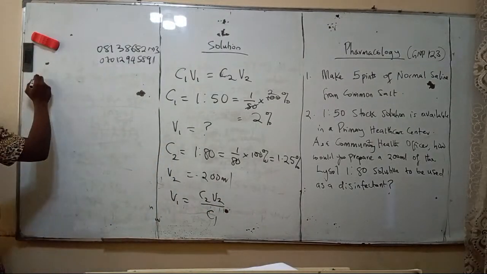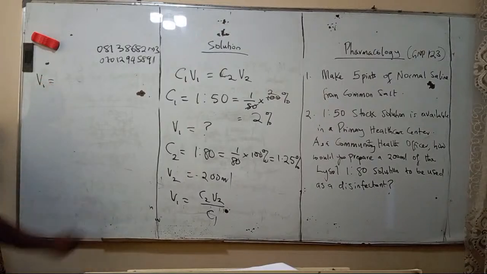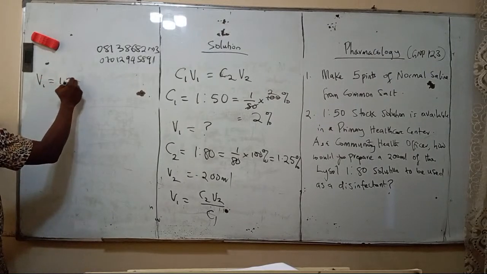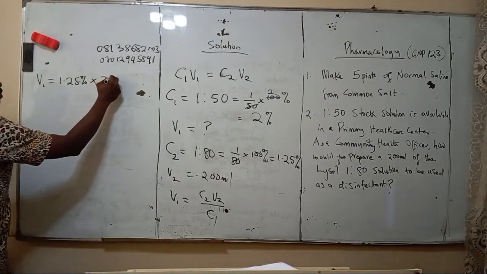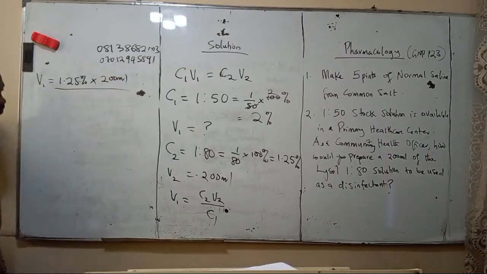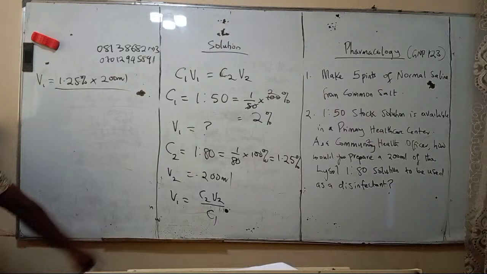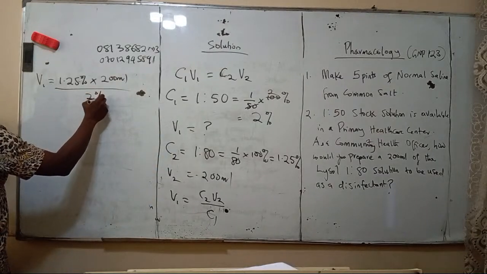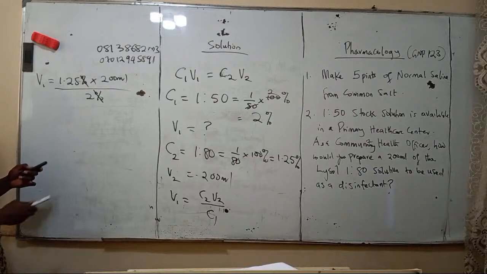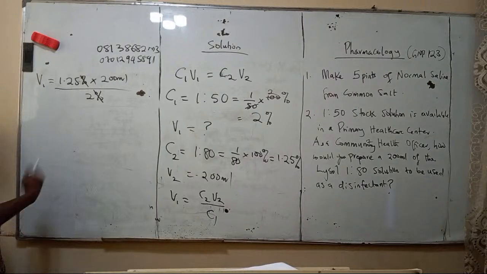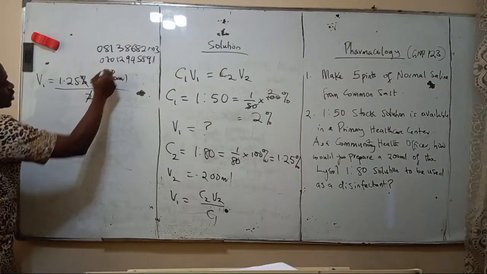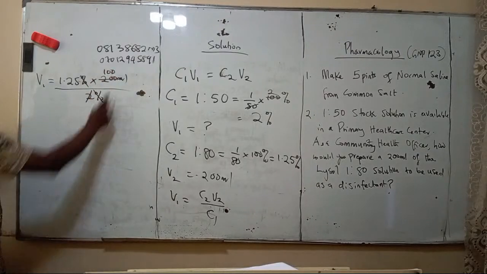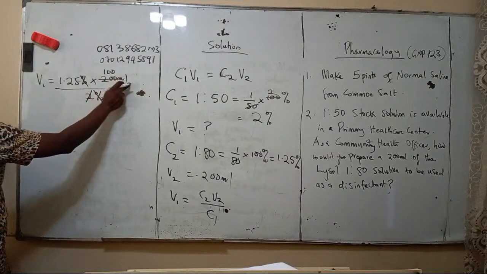So let's come up here. V1 is now equal to C2, which is 1.25%, times V2, which is 200 ml, over C1, which is 2%. Percent will cancel percent. So 1.25 times 200 divided by 2. Let's not waste time. 200 divided by 2 is 100. The ml is still there. So 1.25 times 100 ml.